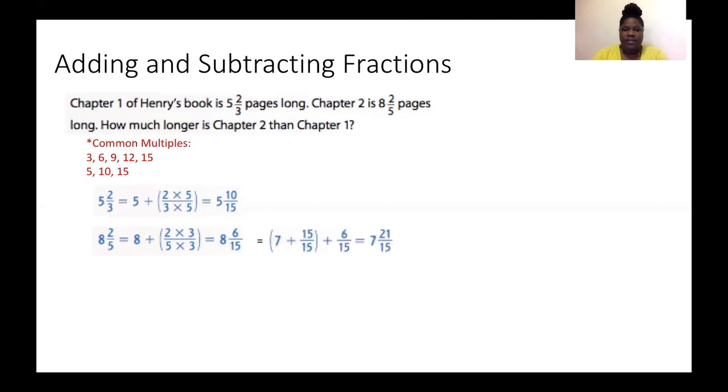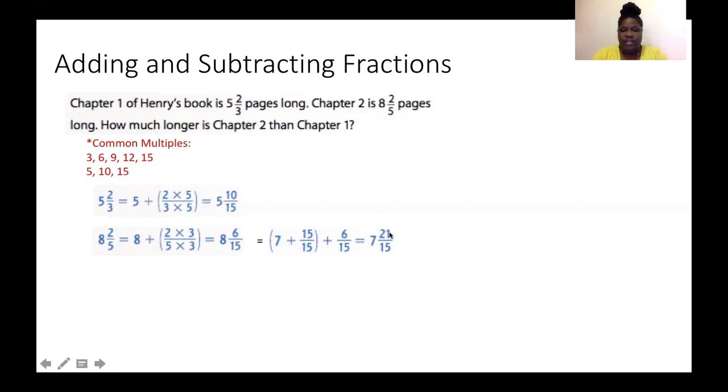So I know that 15/15 is 1 whole. So I took 1 from this whole number, and that's now a 7, plus 15/15. This is a total of 8, plus the fraction of 6/15. So now, since I regrouped, it's 7 and 21/15, because 15 plus 6 is 21.